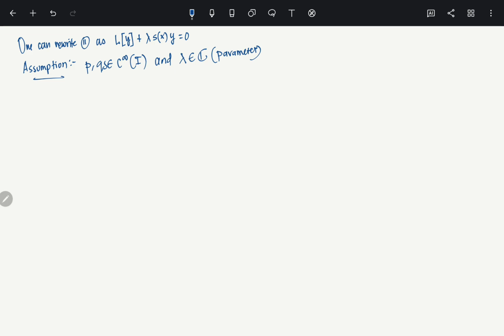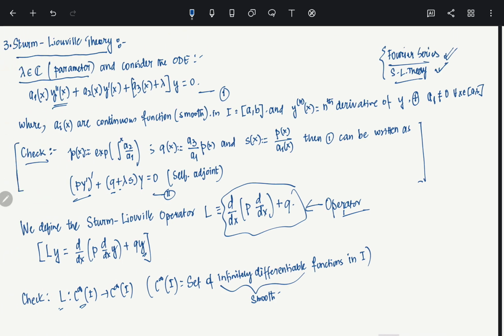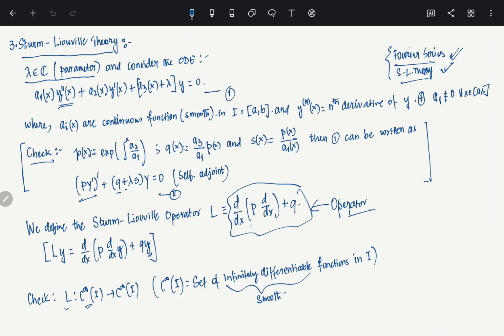Essentially we will start with something called a Sturm-Liouville equation. Up till here it is a Sturm-Liouville operator we defined, and this is the original equation 1. We have multiplied using an integrating factor and got this self-adjoint form, which we are writing in terms of a Sturm-Liouville operator, which looks like this. I hope this is clear. Now we are going to write down what a Sturm-Liouville equation is.